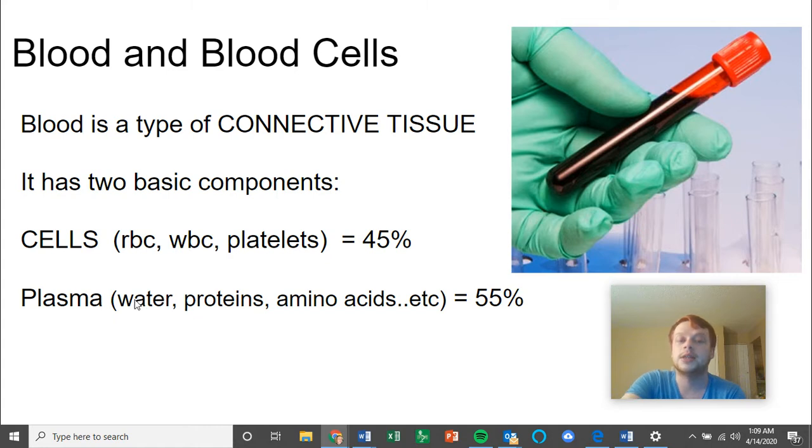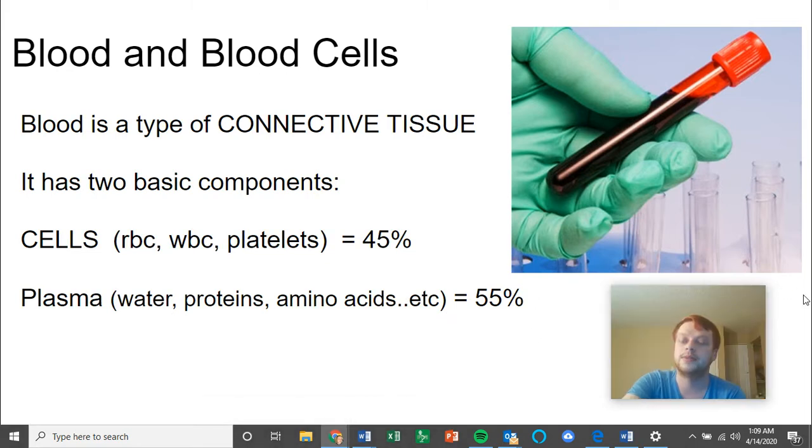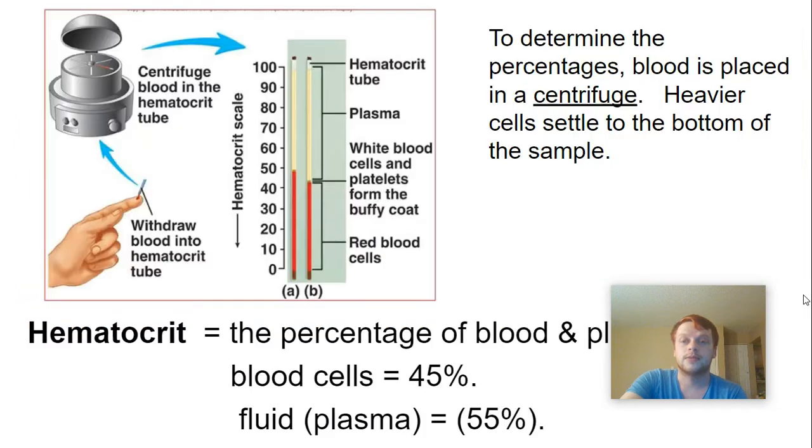So plasma is water, proteins, amino acids, other things that are essential for the body, but it looks kind of just like a clear liquid in the bloodstream. Now, to figure out the actual percentages of blood, we place them in something called a centrifuge. You guys have seen this in my classroom. It's that little machine that spins things in circles that my AP Bio students use when they were testing food concentrations. So when you put things into a centrifuge, the heavier stuff settles to the bottom.